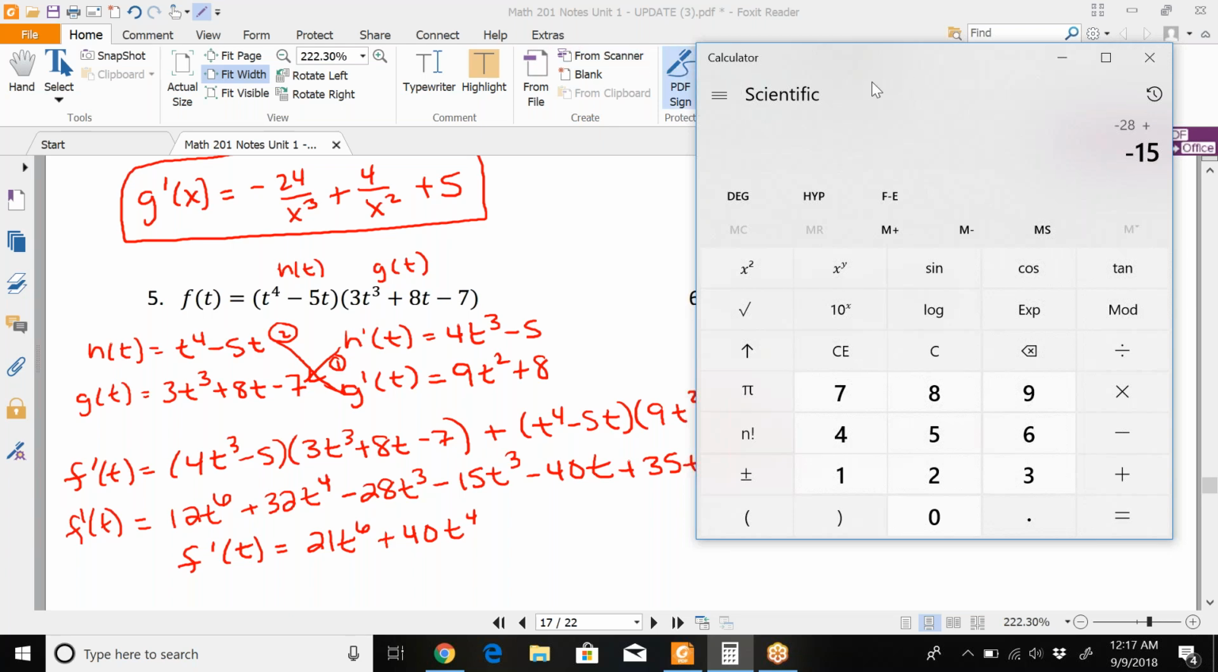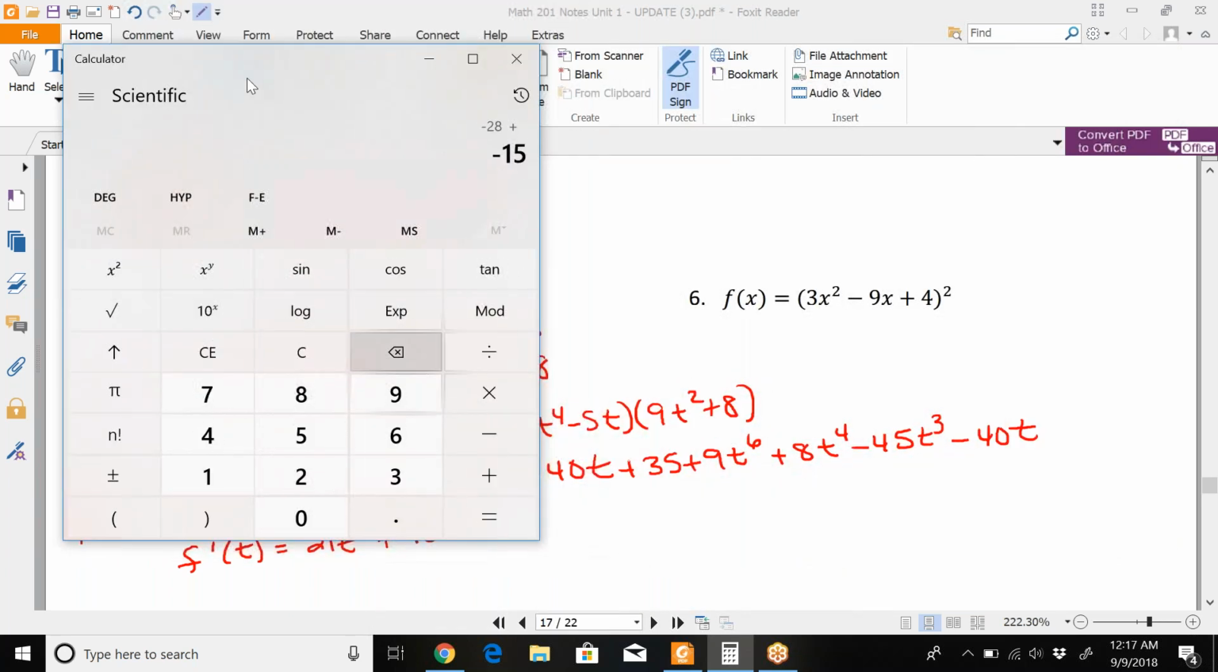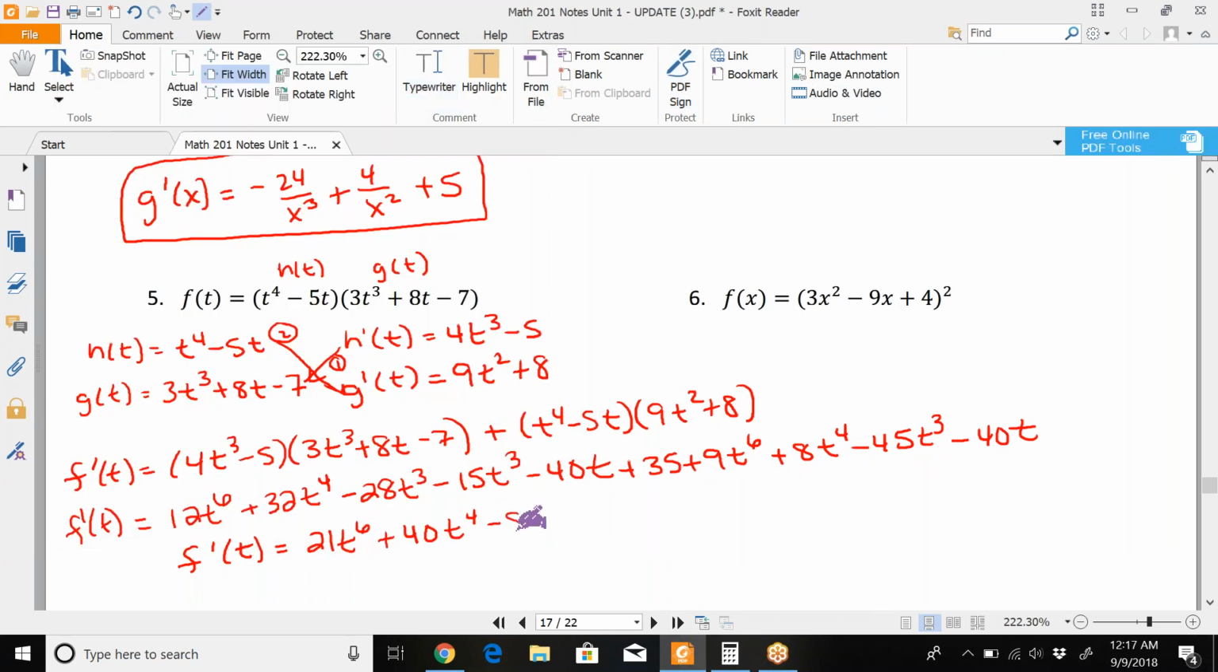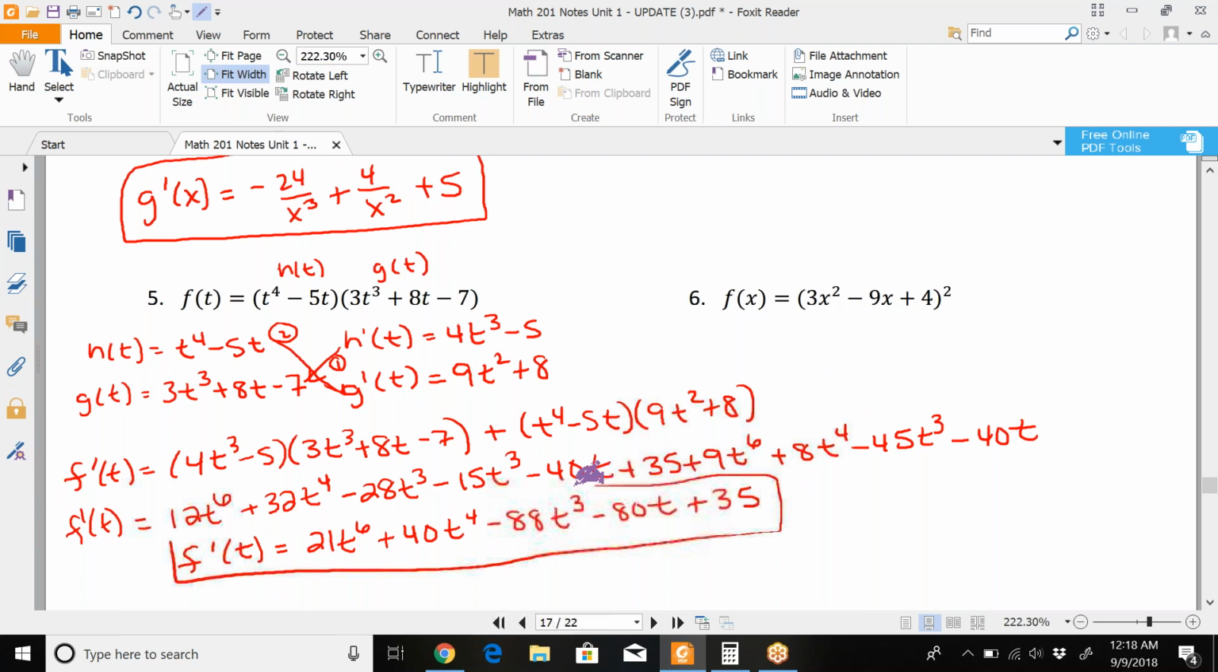and a negative 45. So that's negative 88t to the third. I don't see any t squareds, and there's negative 80t. I did have one constant, so plus 35. So there is my derivative using the product rule.